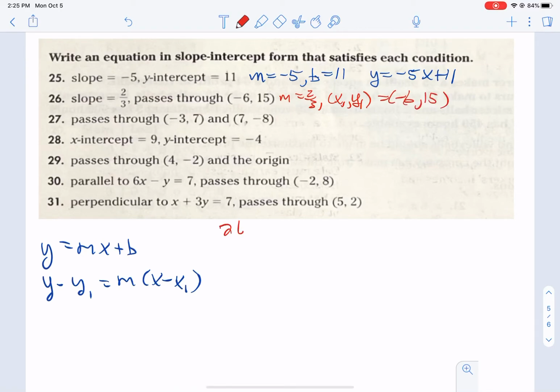So for 26, we want to put it into this formula. So it's going to be y minus 15 equals m. Let's actually put the number there, 2/3, times x minus a negative 6. See this negative 6 here? So that's going to make it a plus 6.